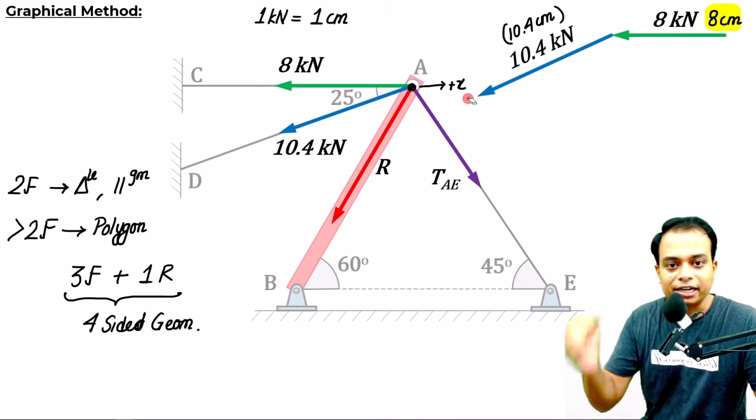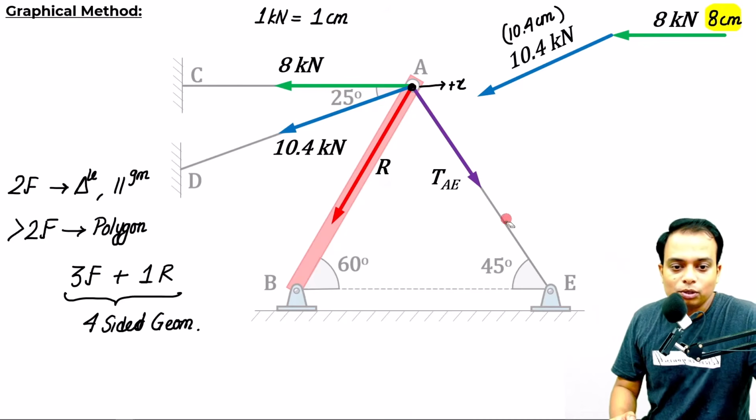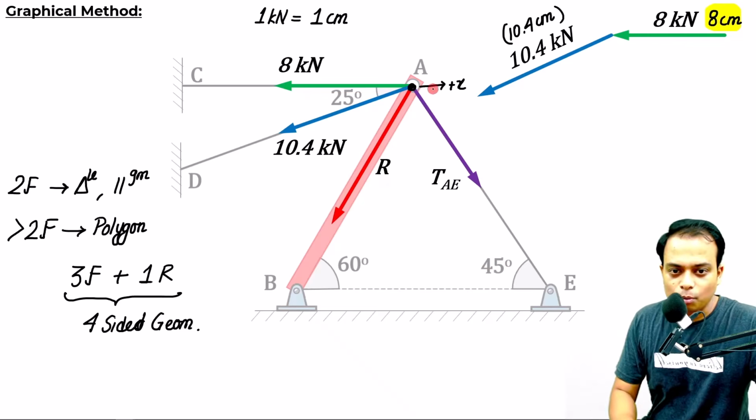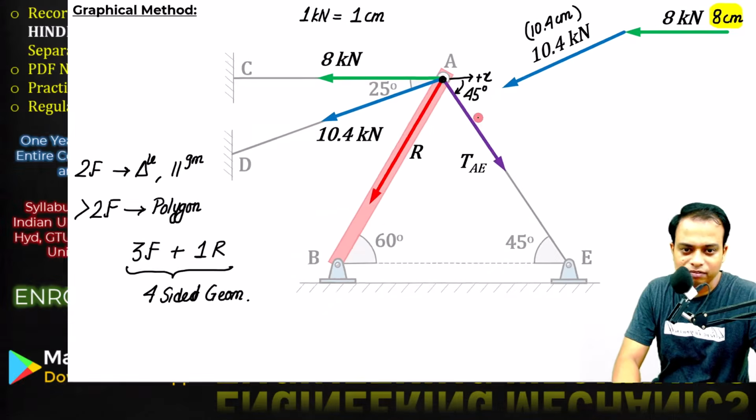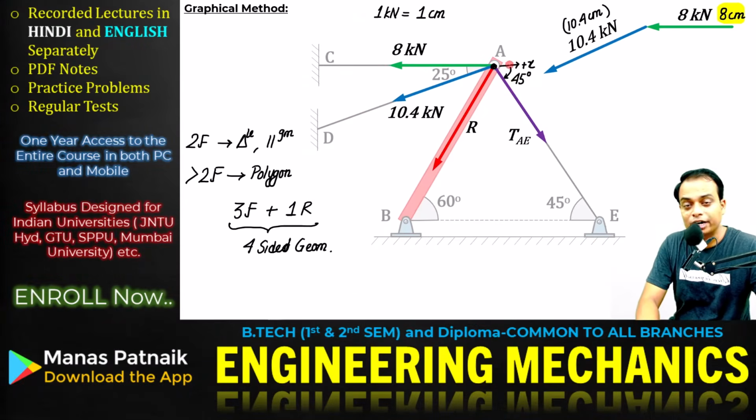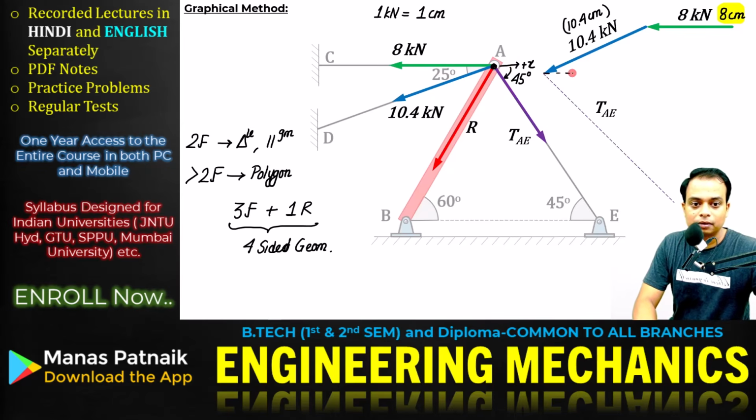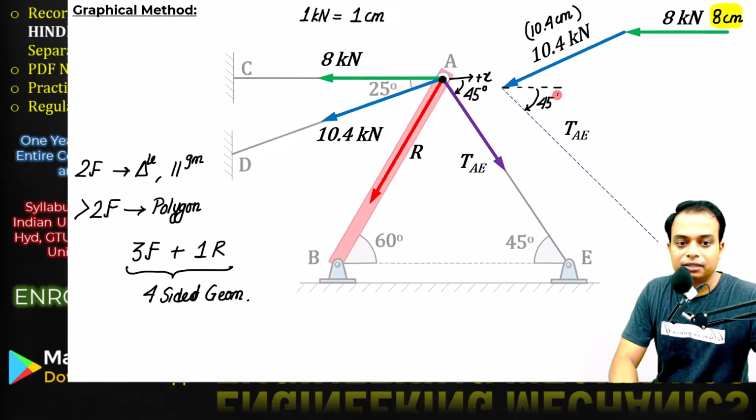We don't know what the magnitude is. However, we know that it makes an angle of 45 degrees with the horizontal. And if you observe carefully, this angle over here is 45, right? So at an angle of 45 degrees, clockwise or anti-clockwise, you need to note this. Okay, here, this is 45 degrees.